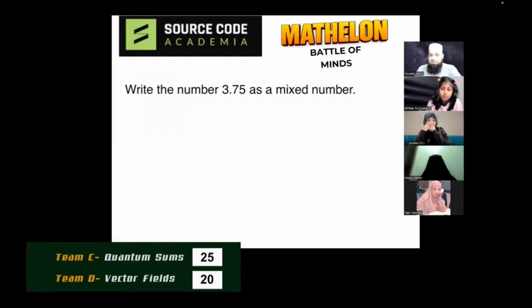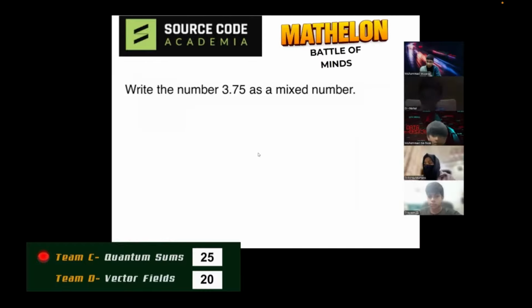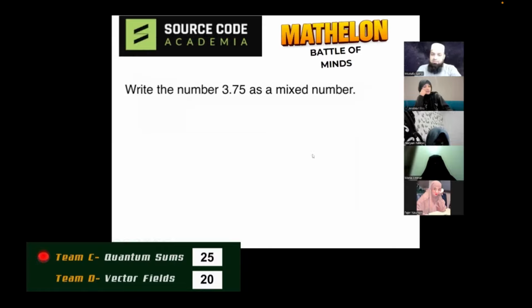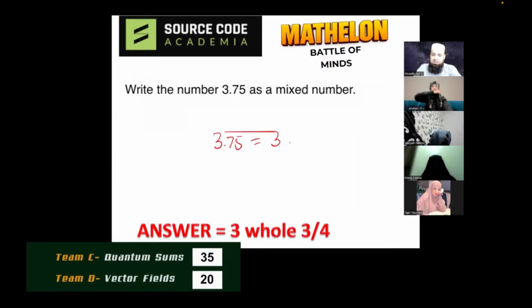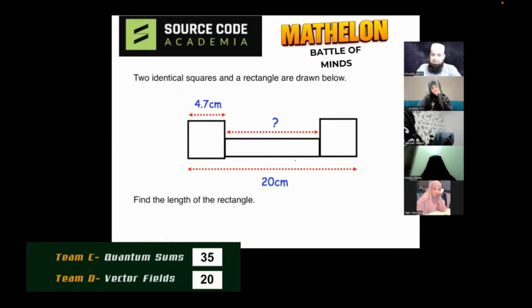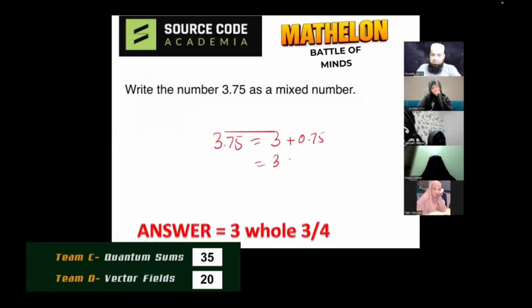Write the number 3.75 as a mixed number. Team C, Mariam. 3 whole 3 by 4. 3 whole 3 by 4 is the correct answer because 3.75 can be written as 3 plus 0.75, which is equal to 3 as the whole part and 3 over 4 as the fractional part. Get ready for the next question.